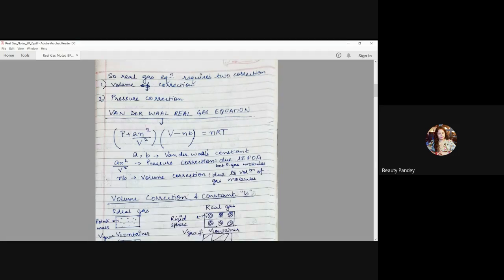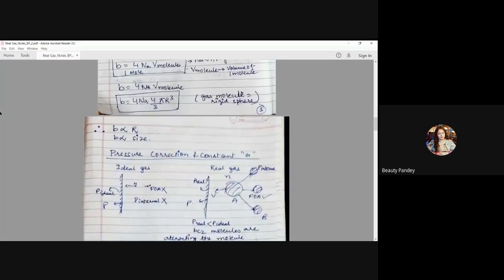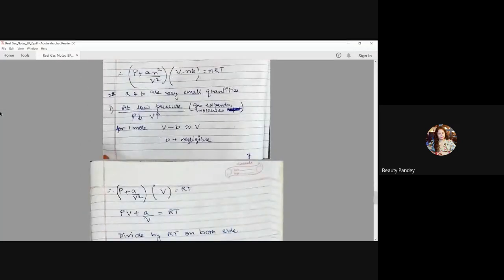So this was remaining. Let's come to it. Now we are saying that real gases start behaving as ideal gases at very low pressures and high temperatures. Okay. So we have to consider three cases here. First, we consider low pressure.